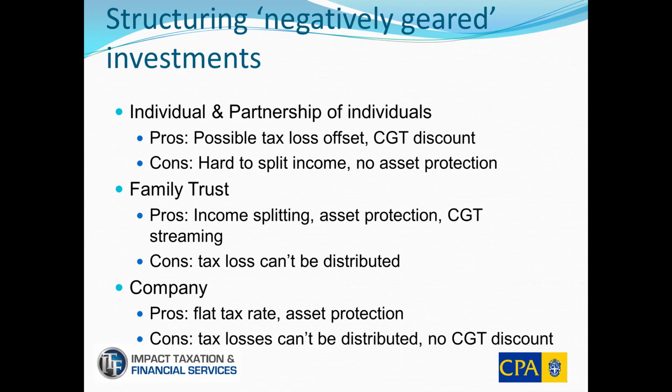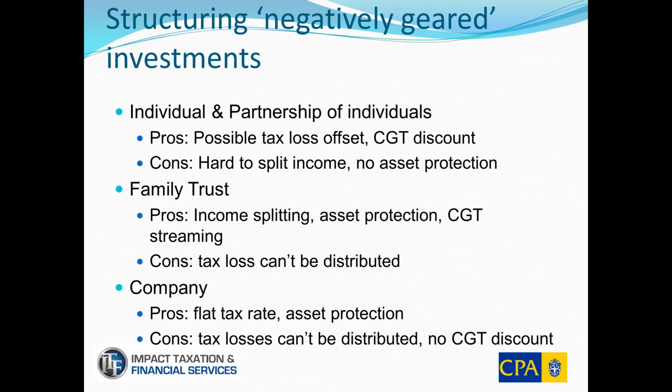Okay. Then with the family trust, the advantages are income splitting. So as we mentioned before, with rental income, you can distribute income to different beneficiaries. Okay, so that's one of the main advantages. And then asset protection, you can protect your asset inside the family trust. CGT streaming, you can claim that capital gains discount.